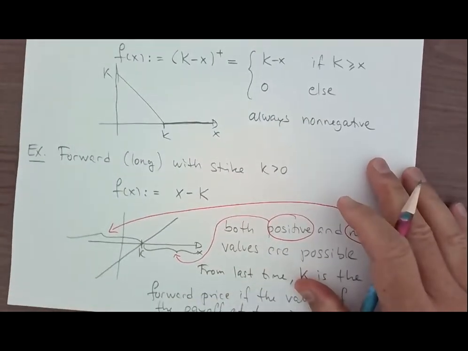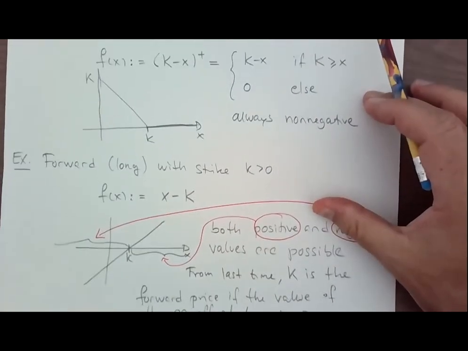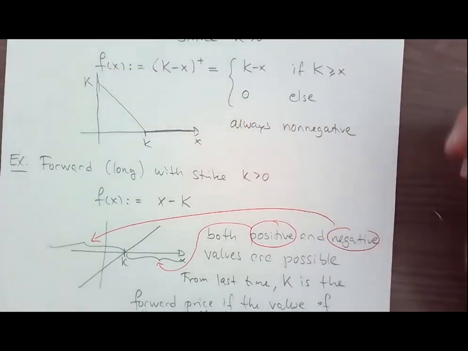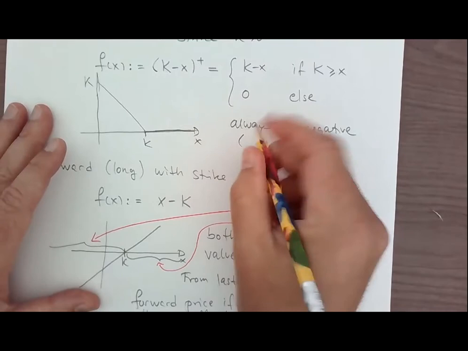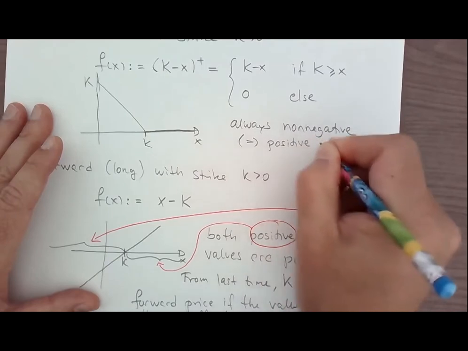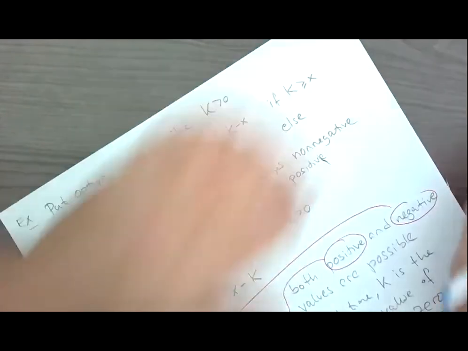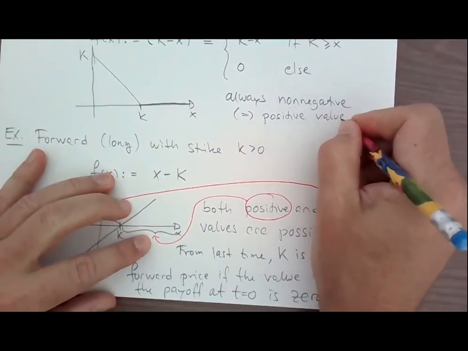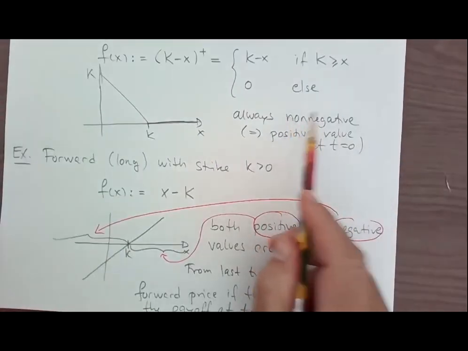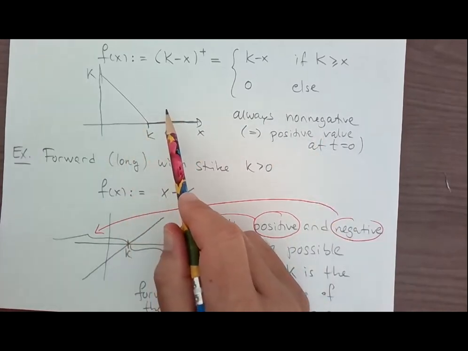And you can see this definition will never work for puts and calls because you're always having these positive payoffs. So this always implies a positive price or value at time 0. You're guaranteed to get a non-negative number in the future. How much are you willing to pay for it today? Well, presumably you will have to pay something positive.